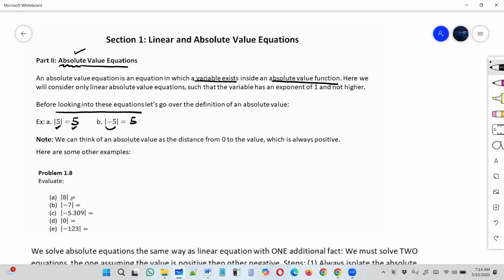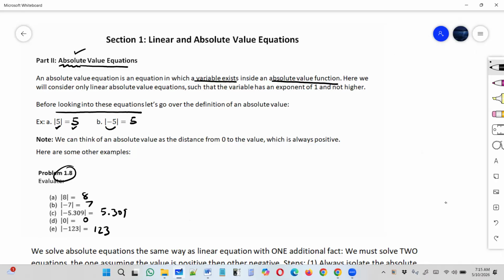So here's some examples for you to see. Absolute value 8, absolute value -7, absolute value -5.309, just a positive. Absolute value 0, 0. Absolute value -123, positive 123. So everything comes out positive. Okay.